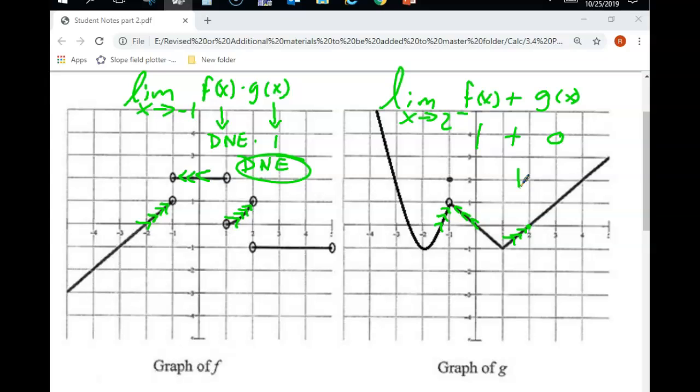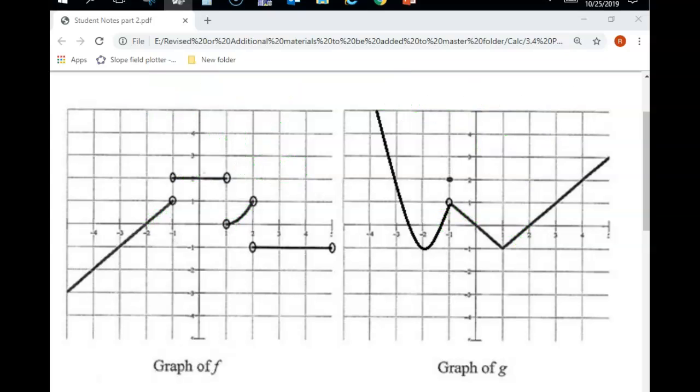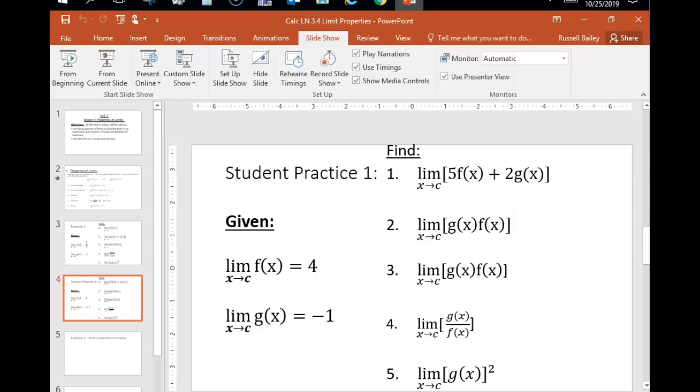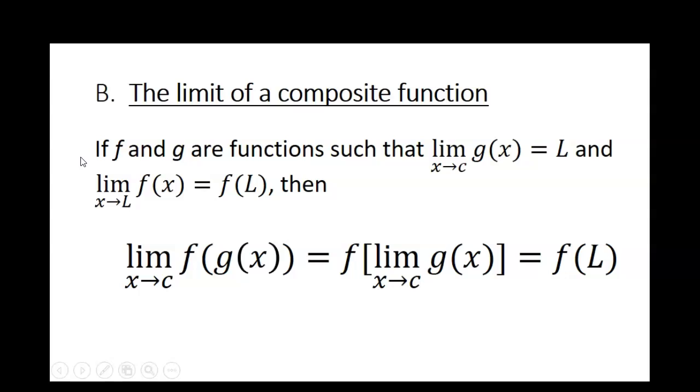All right. So that's applying the properties to graphs. Let's continue our slides here. I believe that I printed this for you as well, correct? Okay, so let's talk about this one a little bit. This one's kind of interesting. Composite functions.